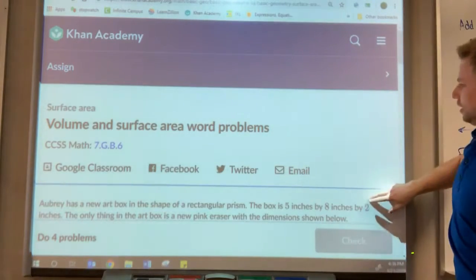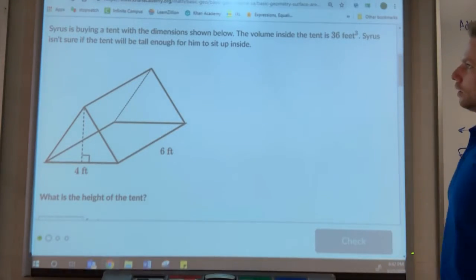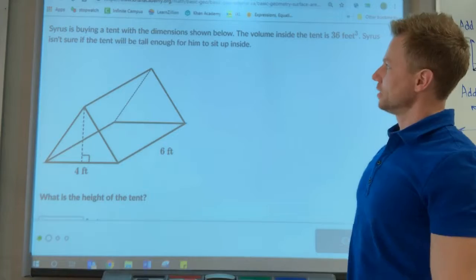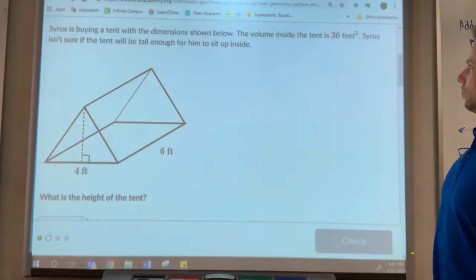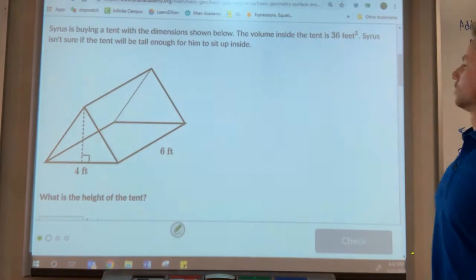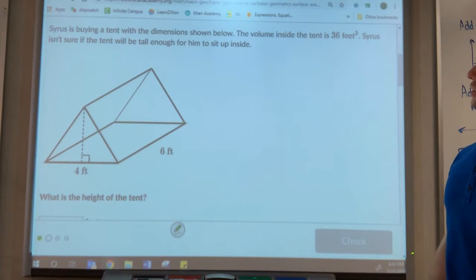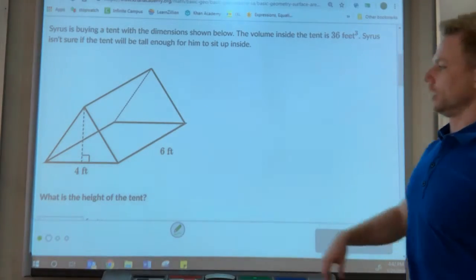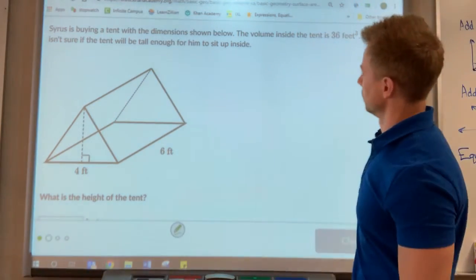And our last link. Cirrus is buying a tent with the dimensions shown below. The volume inside the tent is 36 cubic feet. Cirrus isn't sure if the tent will be tall enough for him to sit up in. We need to find the height of the tent.